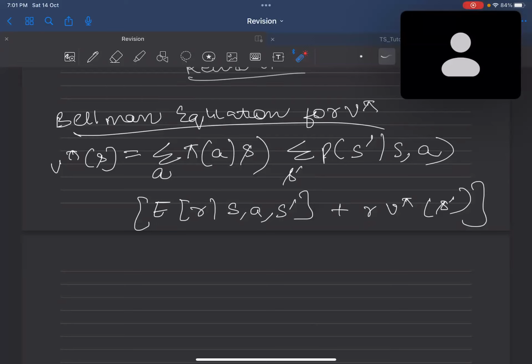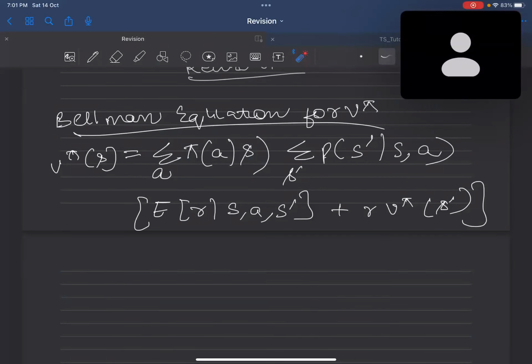One minute, madam. Here only to untangle my confusion regarding the terminology. One is reward, which I understand, which is immediate reward. Then the next concept is expected reward. When we say expected reward, we are assuming the reward is stochastic, correct? Yes. Then the next term is return. Return is a cumulative summation of the rewards, correct? Yes.